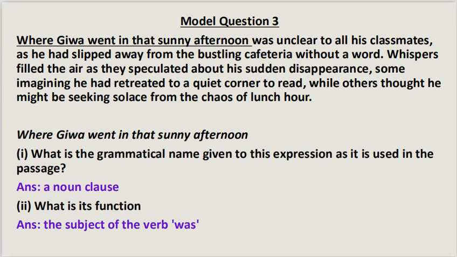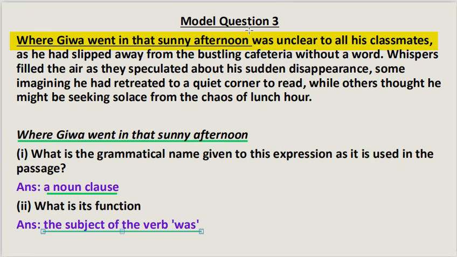The answer to it, where Giwa went in that sunny afternoon, as it is used in the passage, the grammatical name is a noun clause. Where Giwa went in that sunny afternoon was unclear. Now, what is the function? It functions as the subject of the verb was. Like I said, as a noun clause, you can easily replace it with a pronoun. You can replace it with it. It was unclear to all his classmates. So it is a noun clause and it functions as the subject of the verb was.